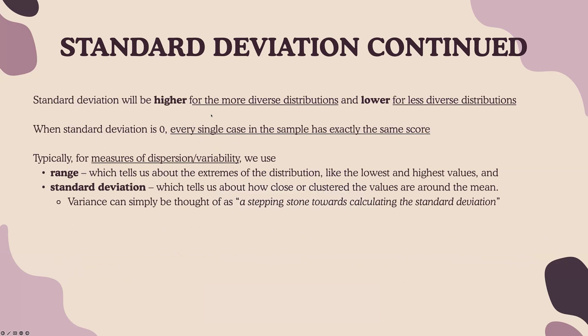So, like I said before, standard deviation will be higher for more diverse distributions and lower for less diverse distributions. Another way of saying that is if there's more spread from the mean, standard deviation will be higher. If there's less spread or more clustering around the mean, standard deviation will be lower. When standard deviation is 0, that means that every case in the sample is exactly the same score. There's no spread around the mean. Typically, we use things like standard deviation, but also range. Range is important for telling us what the highest and lowest values are for our distribution on the variable.